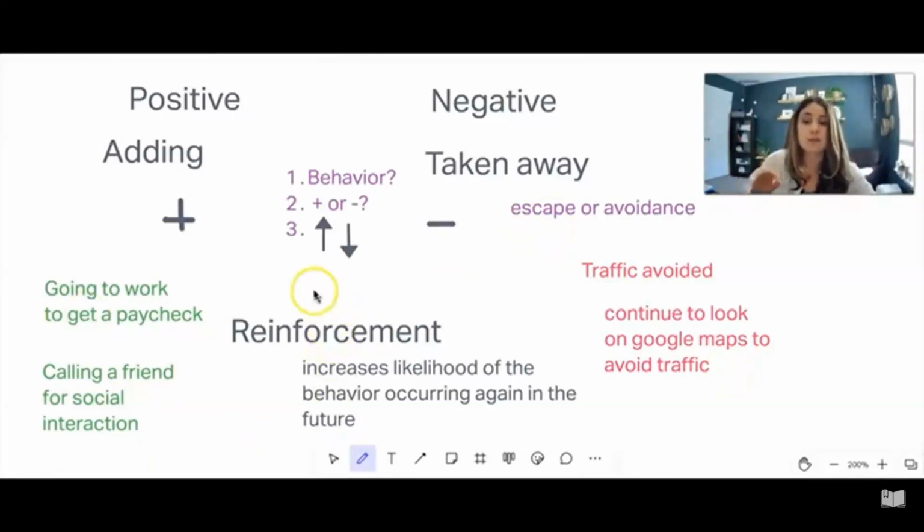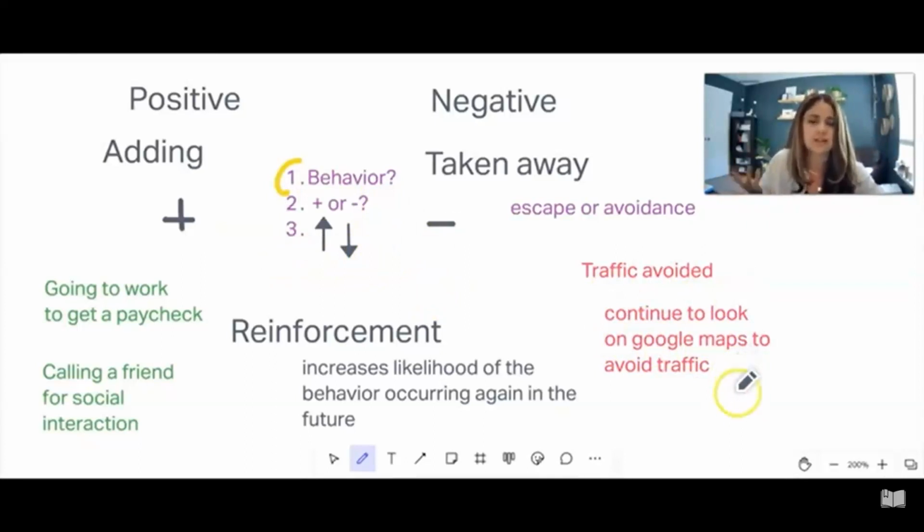This 1, 2, 3 step is how you can figure out if the situations or the contingencies are positive or negative reinforcement or punishment. First, you want to ask, what is the behavior? Once you identify what the behavior is, you can look at, does it increase or decrease? And that will tell you in number 3 if it's reinforcement or punishment. So for this example, what's the behavior? Okay, so searching on Google Maps is the behavior.